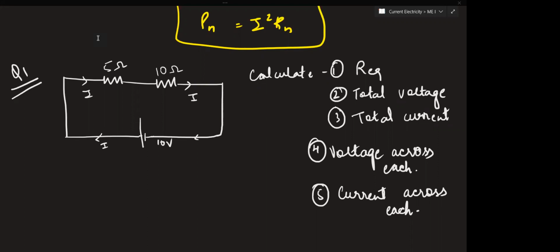Ma'am, what's the first one? Resistance? This is 5 ohm, this is 10 ohm, and the battery is 10 volt in the question. This, calculate R equivalent. Oh, okay, equivalent resistance.